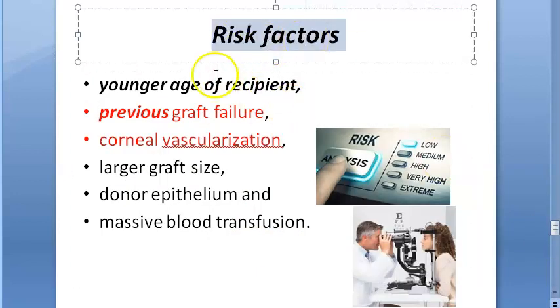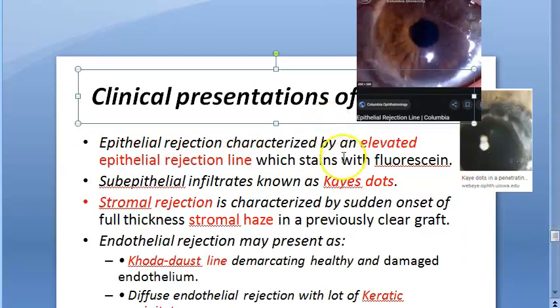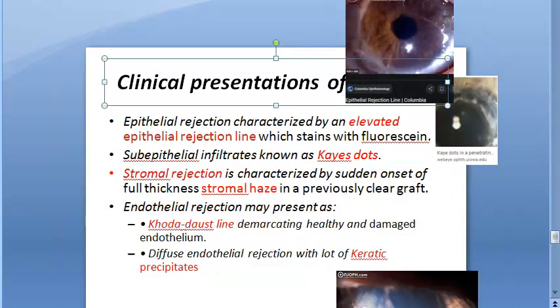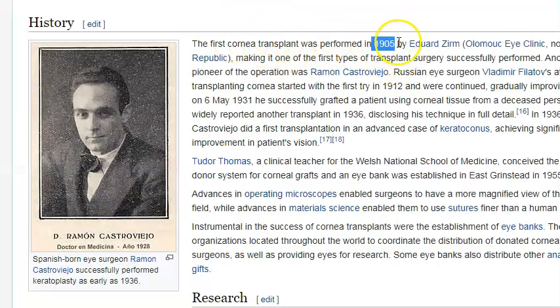Risk factors for rejection: younger age of the recipient, previous graft failure, corneal vascularization, large graft size, donor epithelium, massive blood transfusion. One thing is that corneal transplant is a very old procedure, and it has a good success rate also. Look at this, the first cornea transplant was in 1905.